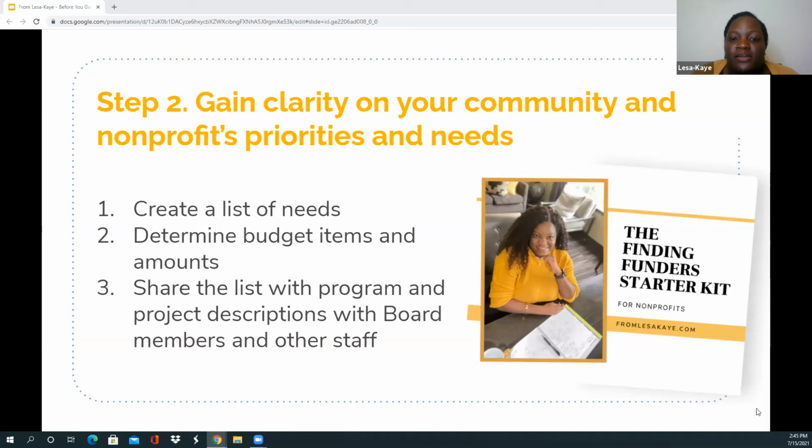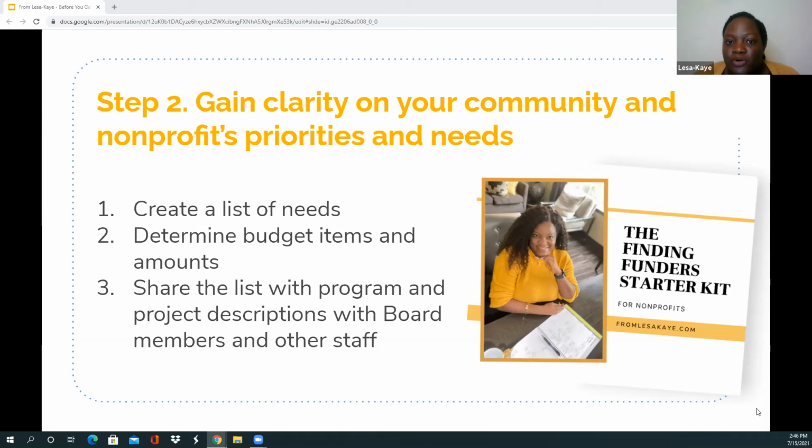So I tell people to gather your team. Even if you're a team of one, gather your board members, talk to your community partners, you can do focus groups with the individuals that you serve, and identify what the needs and priorities are for the next year. Determine what the budget items and amounts are. So maybe it's a program that you want to expand, or you want to create a new program. It shouldn't be one person, it's your organization. And then you determine how much is needed and what is needed.